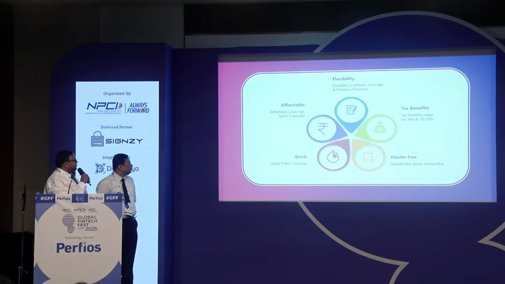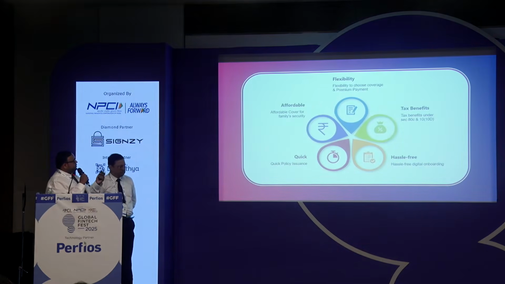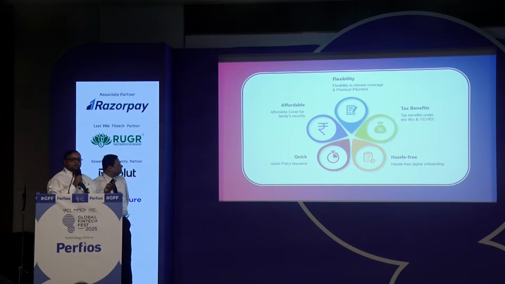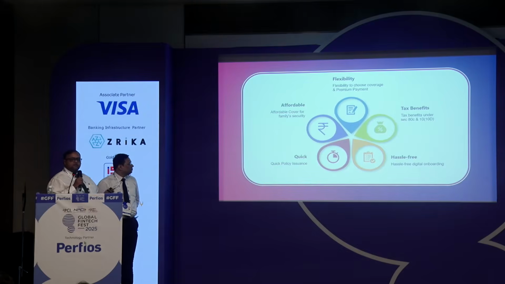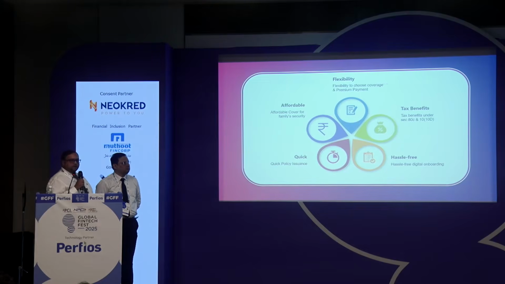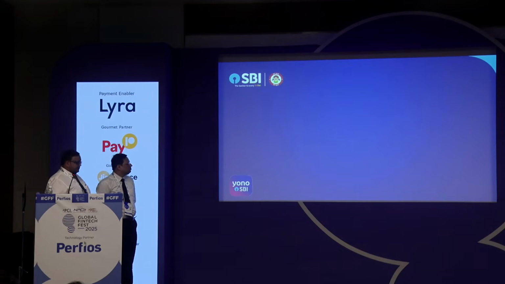There are various benefits of it. It's affordable, it's flexible. We have two options to choose from. One is a pure term insurance, second is a term insurance with return of premium. In that category also there are two options to pay, monthly or yearly. There are tax benefits under Section 80C of the Income Tax Act, and the policy as mentioned is issued instantaneously and it's a hassle-free process.